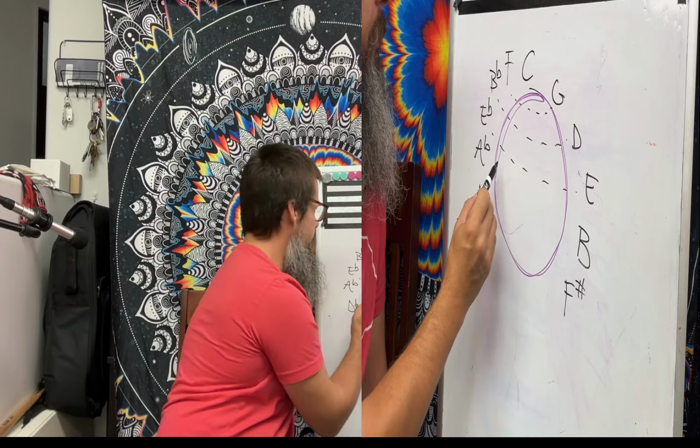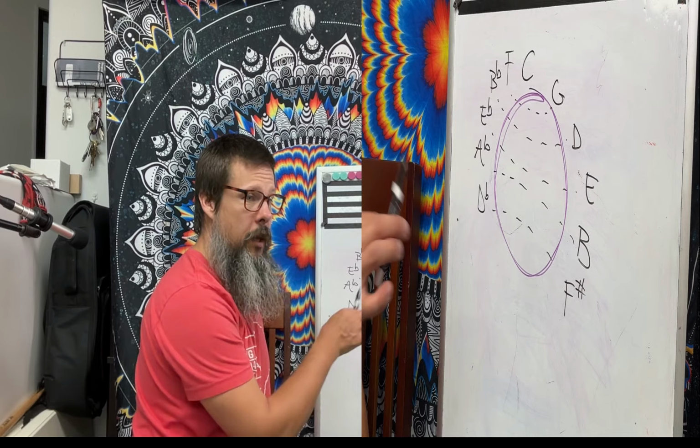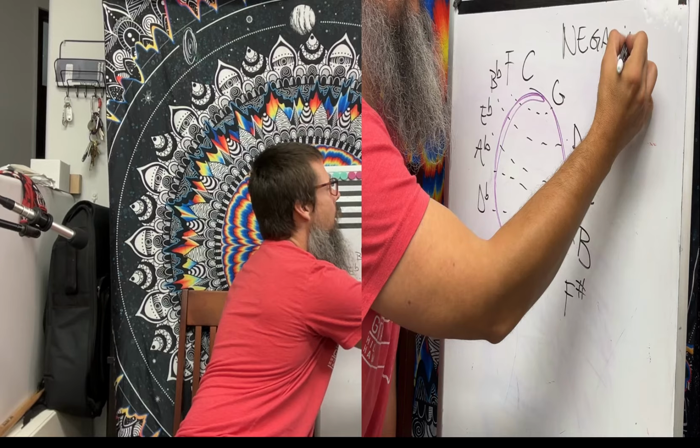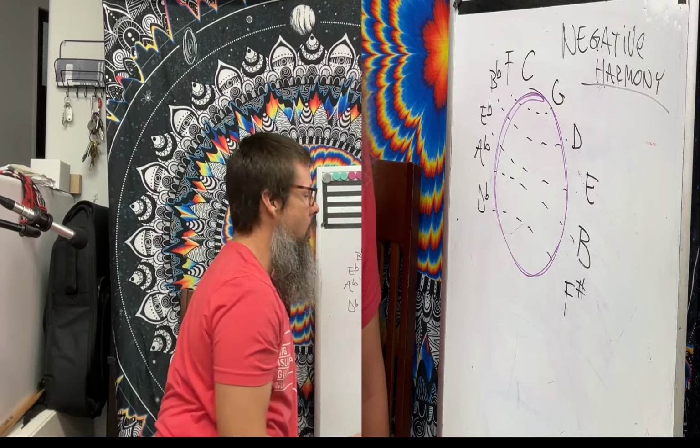So when we're in a specific key, we can alter our chord structures by using these. This concept called negative harmony is kind of fun. I use negative harmony with a concept called mirror modes.